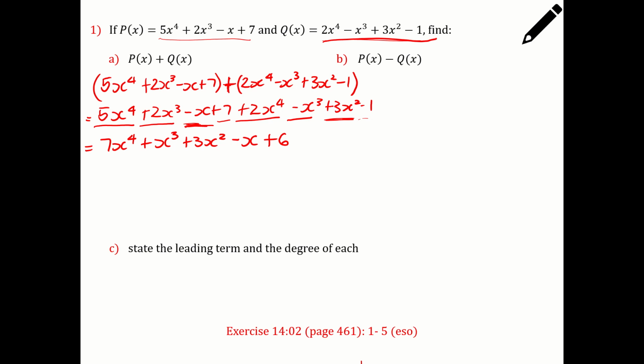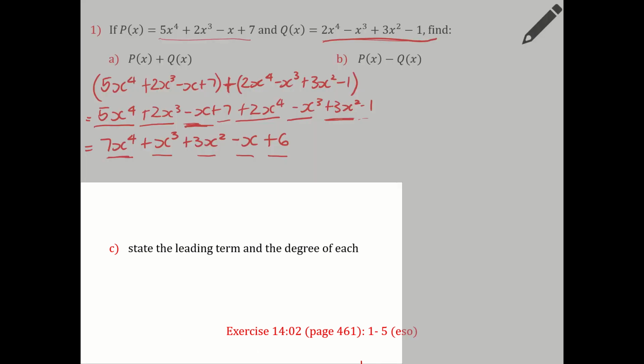When you're simplifying, make sure you do it in order of the leading term. So you start with your leading term, then the next smallest, then the next smallest, then the next smallest, and then ending with your constant. Okay, let's have a look now at subtracting these two polynomials.